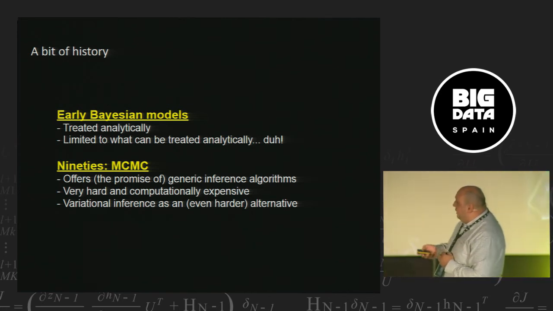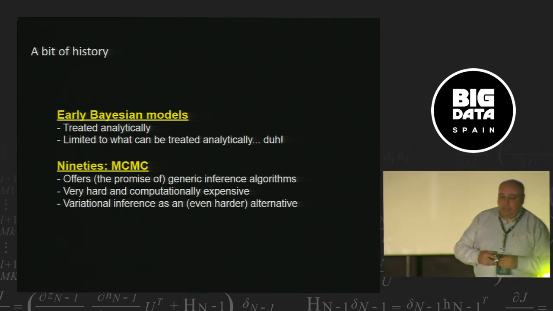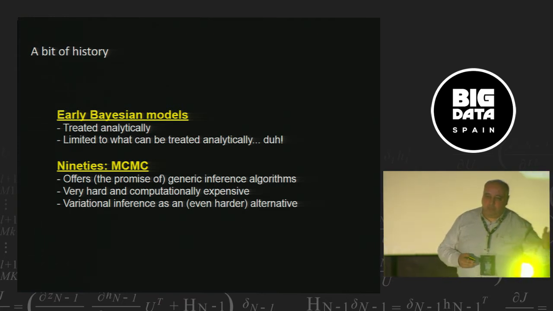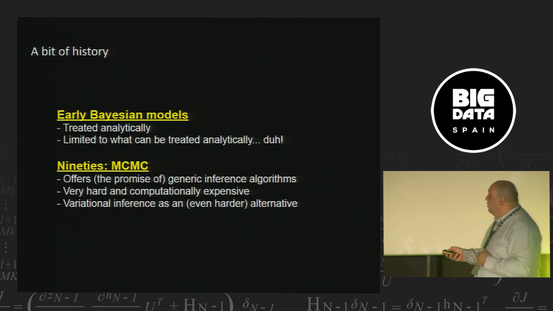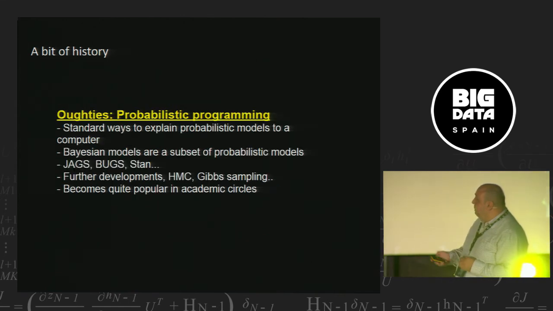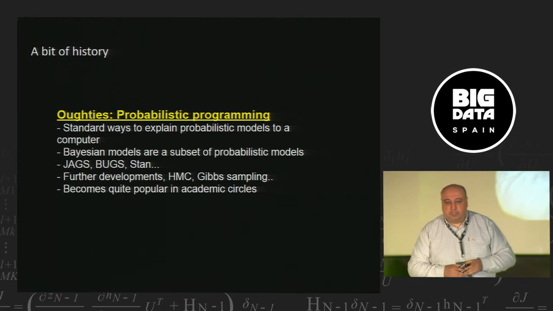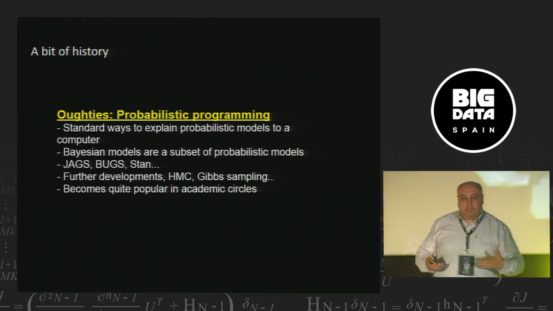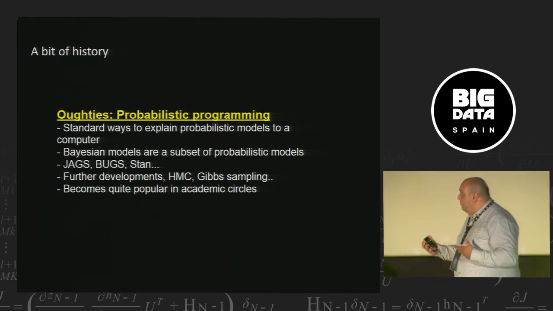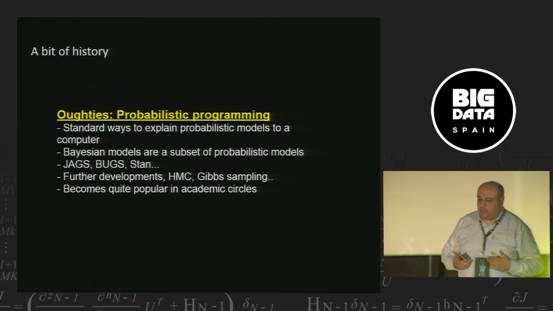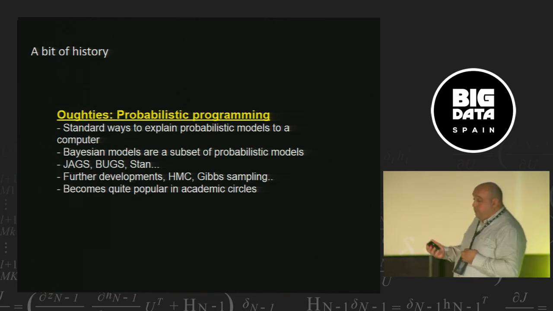And even in the 90s, there were people already playing with variational inference, which is a very different way to tackle the same problem, which is even harder, at least from a computational point of view, at that point in time. In the aughts, in the first decade of this century, a novelty came up or became popular. It's also a little bit older, which is probabilistic programming.